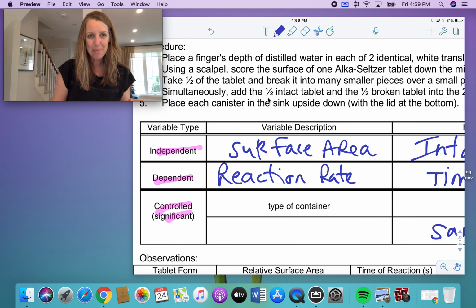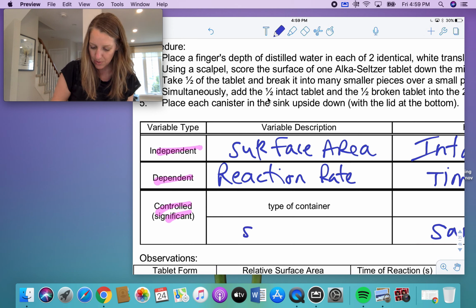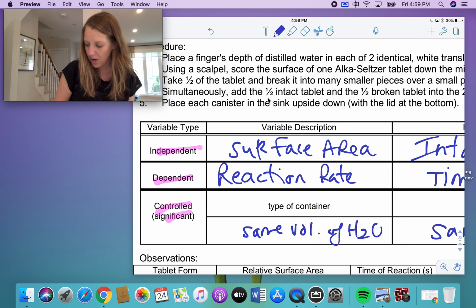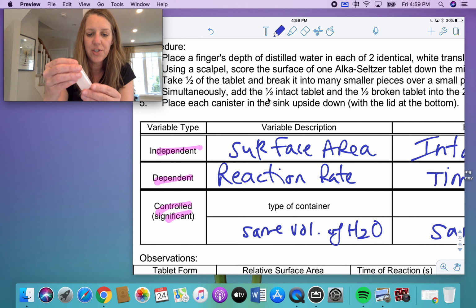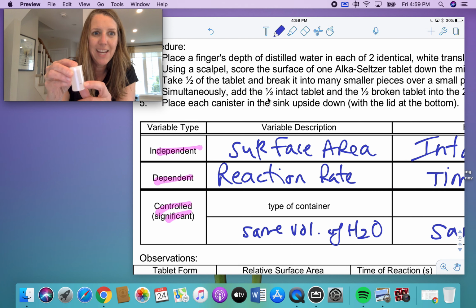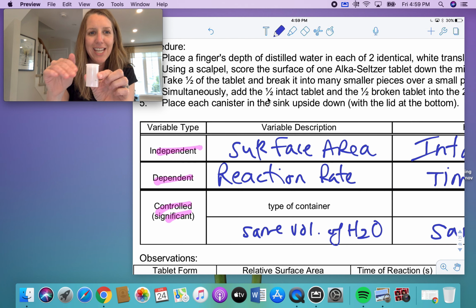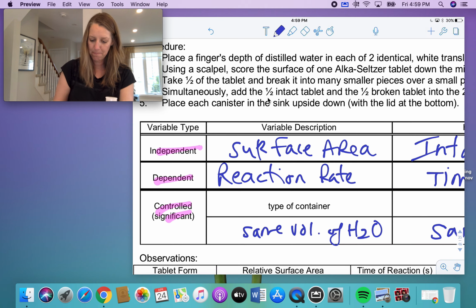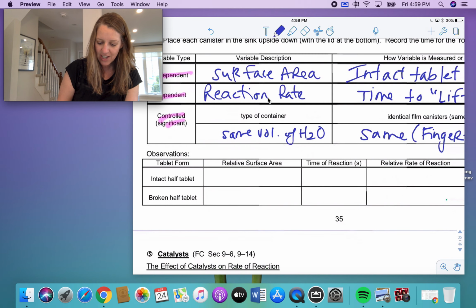We used the same type of container, and we also used the same volume of water. And on my little film canister here, where's the line? I marked it with a Sharpie, so every time James filled it up, he filled it with the exact same volume of water for me. Okay, and then we just summarize it.